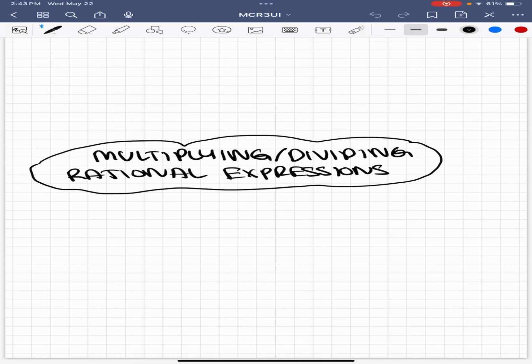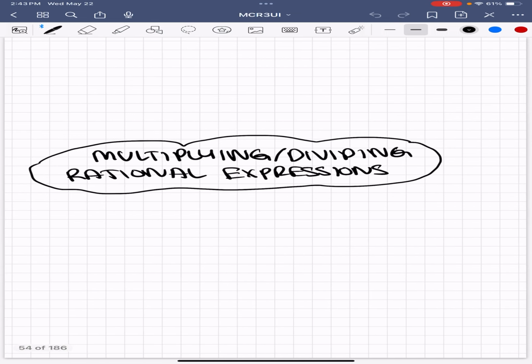Okay, so today we're going to be doing multiplying and dividing rational expressions. I'm going to take you through a few examples, and there's going to be a list of steps that we are going to follow. And let's begin.